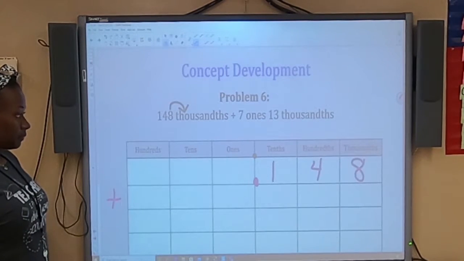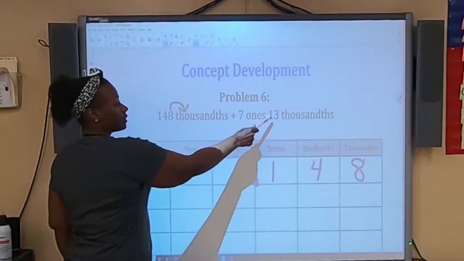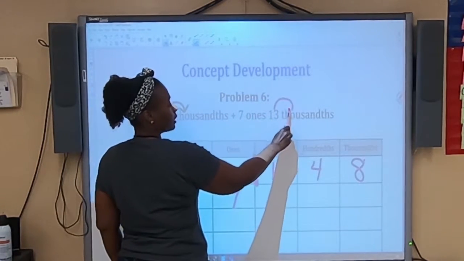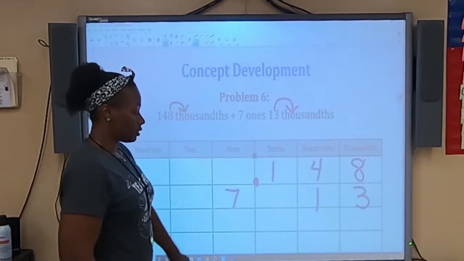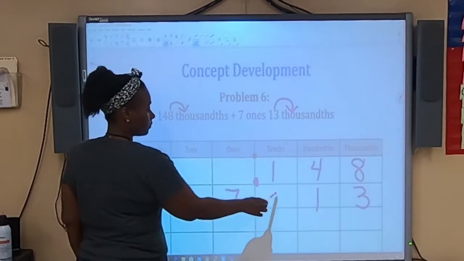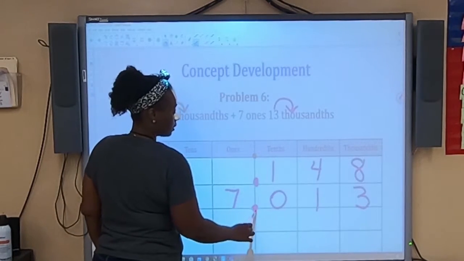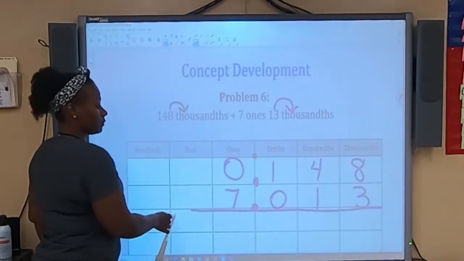Plus, I need 7 ones, 13 thousandths. Once again, that 3 can sit in the thousandths, but that 1 has to shift. Notice I have an empty space. Placeholder. I want them to look completely even, so I put another placeholder.